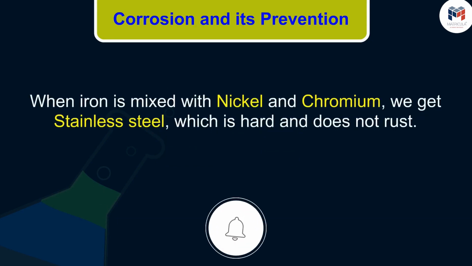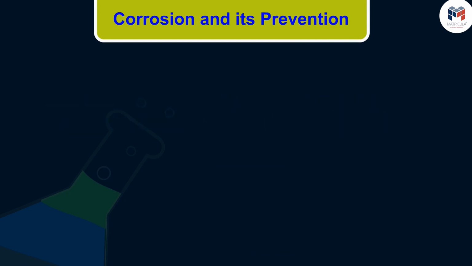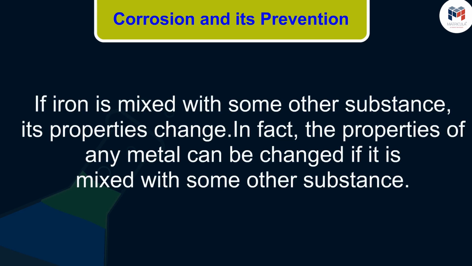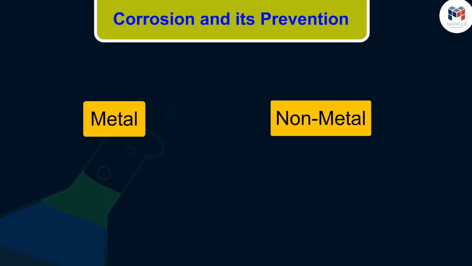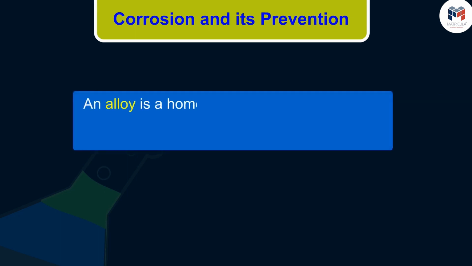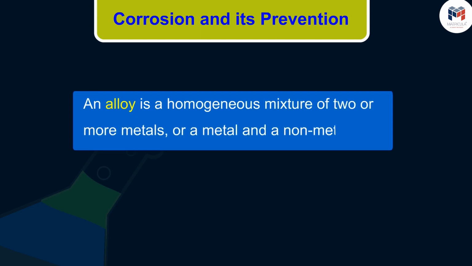When iron is mixed with nickel and chromium, we get stainless steel, which is hard and does not rust. Thus, if iron is mixed with some other substance, its properties change. In fact, the properties of any metal can be changed if it is mixed with some other substance. The substance added may be a metal or a non-metal. An alloy is a homogeneous mixture of two or more metals, or a metal and a non-metal.